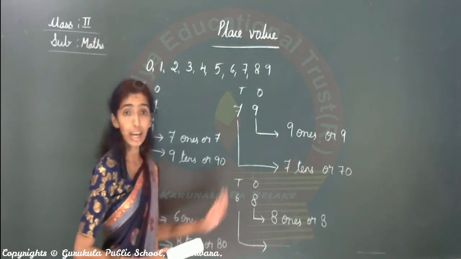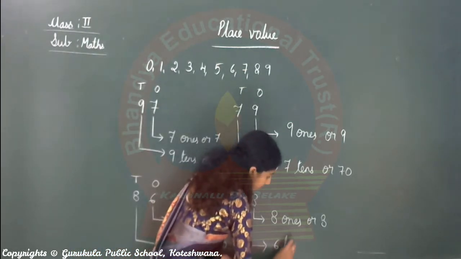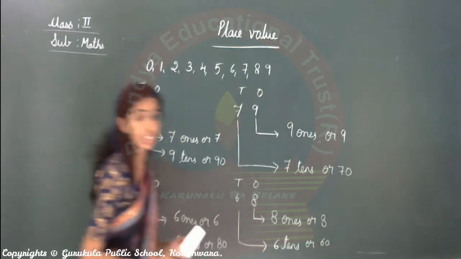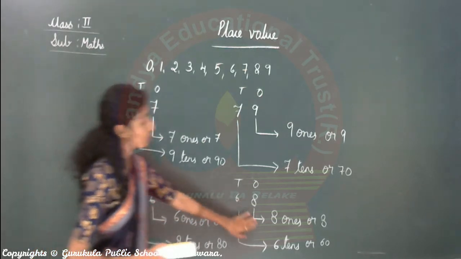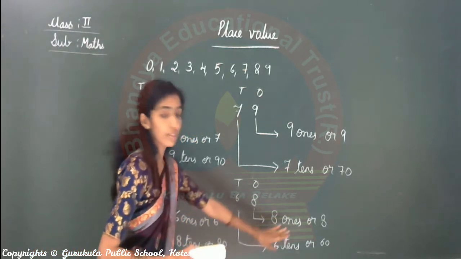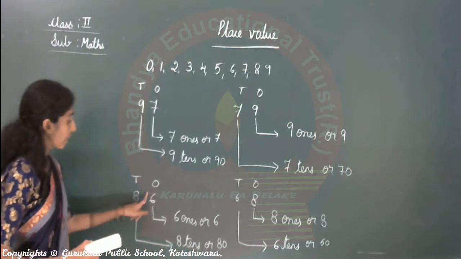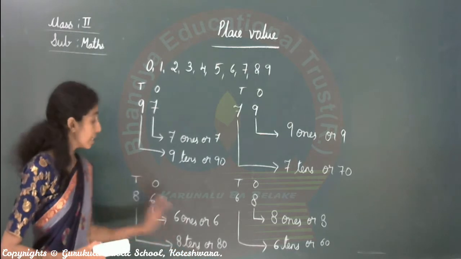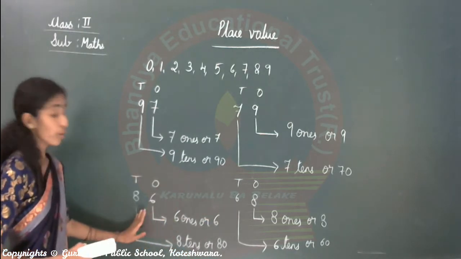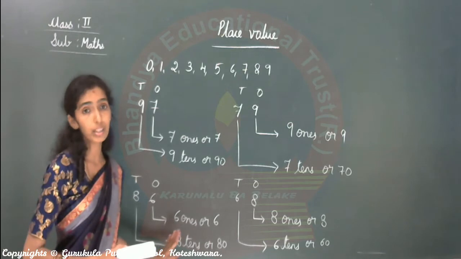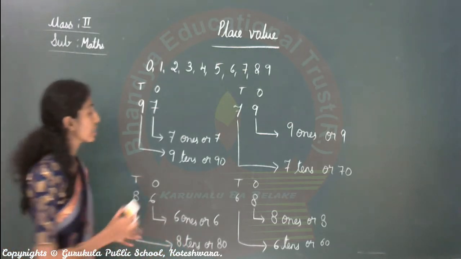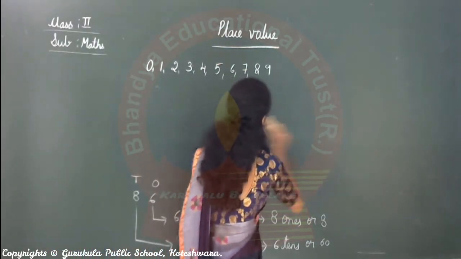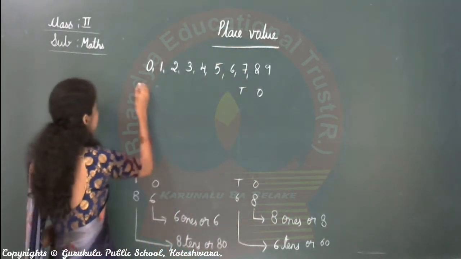Then 6 tens means 60. See, 8 ones means 8, 6 tens means 60. So same like that, 6 ones means 6, 8 tens means 80. The digit is the same, but the value of the number is different. Understood, no children? Same like that only. Let me take a few more examples, children.